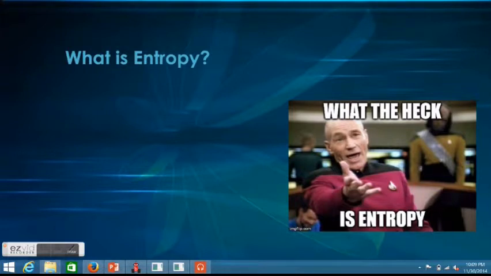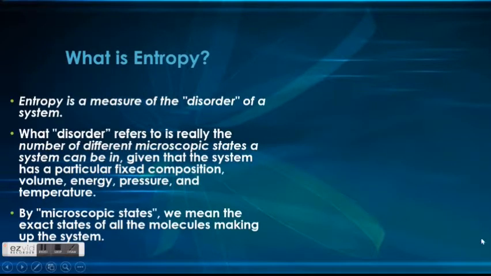First of all, what is entropy? Well, entropy is a measure of the disorder of a system. Now what we mean by disorder, we're referring to the number of different microscopic states a system can be in, given that the system has particular fixed composition, volume, energy, pressure, and temperature. So basically it has to be a closed type of system. By microscopic states, we mean the exact states of all the molecules making up the system.